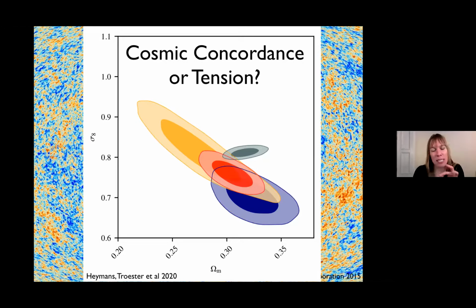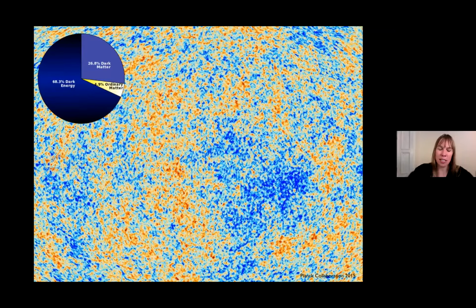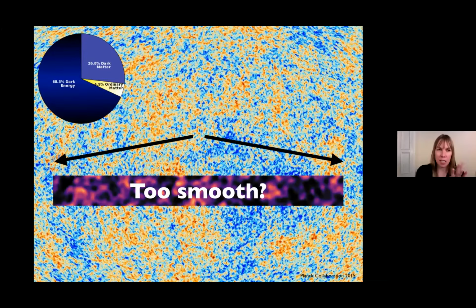What these results mean is, if you look at the universe right after the Big Bang and you ask what it should look like today, what we're finding is that it's too smooth. The dark matter distribution that we find is much smoother than we'd expect from our model of Einstein's theory of general relativity, cold dark matter, and a dark energy that looks like Einstein's cosmological constant.